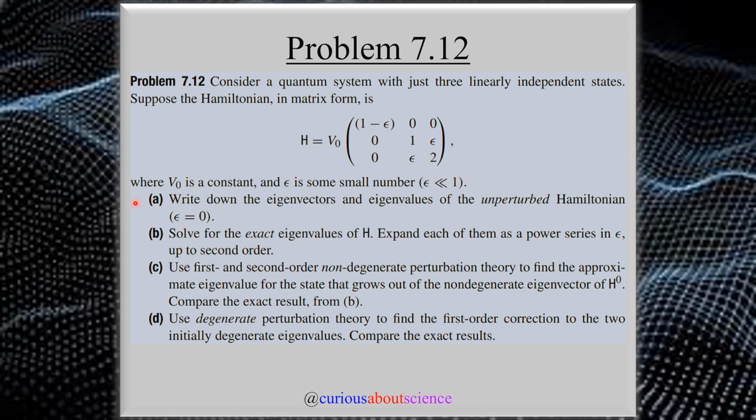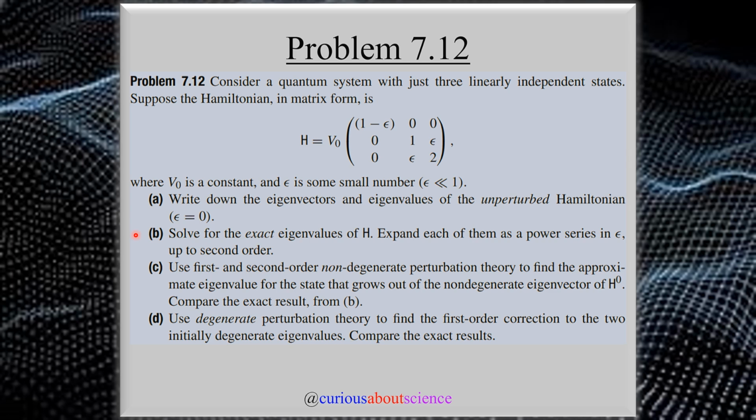So in part A, we wish to write down the eigenvectors and eigenvalues of the unperturbed Hamiltonian, epsilon equals 0. Okay, that'll be nice. Part B, solve for the exact eigenvalues of H and expand each of them in terms of a power series in epsilon up to the second order.